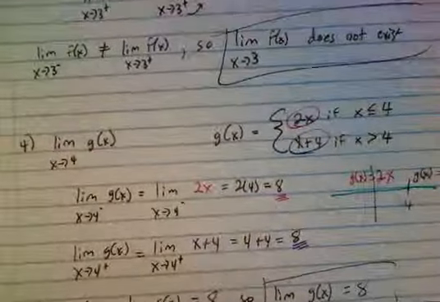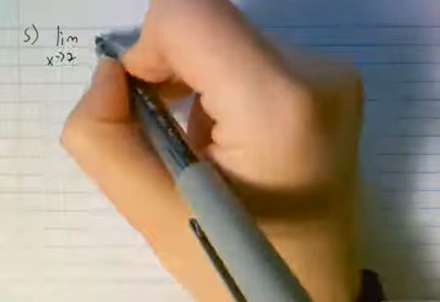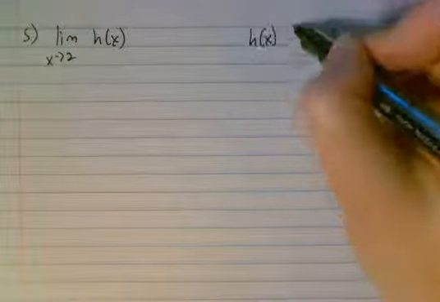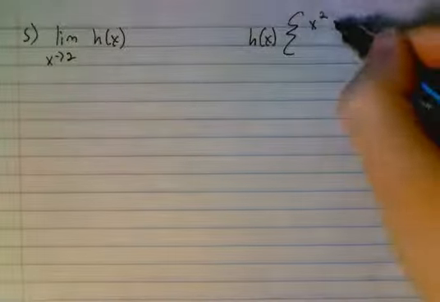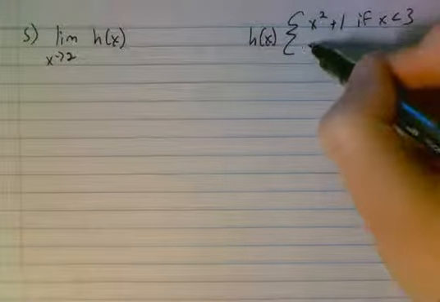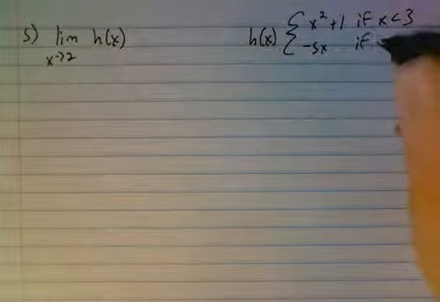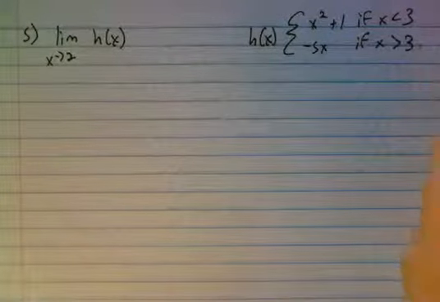Sometimes these problems can be a little bit sneaky, like so many problems can be. Let's say we have this one. This is the limit as x approaches 2 of h of x. And we're going to say h of x is x squared plus 1 if x is less than 3, and it's negative 5x if x is greater than 3.